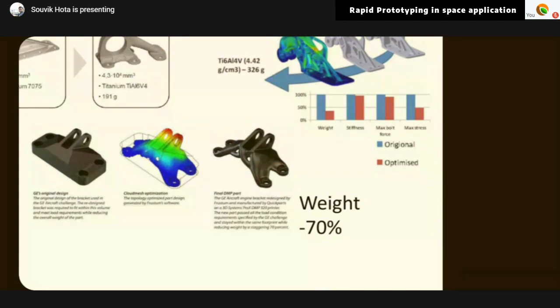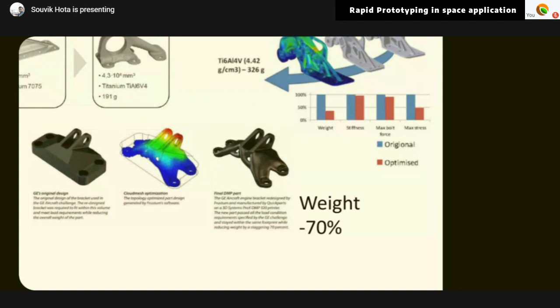So we can see the maximum stress, how this has been reduced. So how the product is getting more strength with the help of this rapid prototyping technique. These are examples of some other highly optimized structures which have been manufactured with the help of this rapid prototyping technique. We can see the weight has been reduced from 1000 pound to 770 pound.